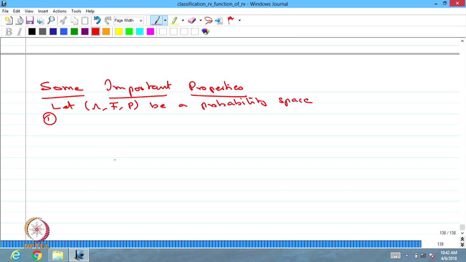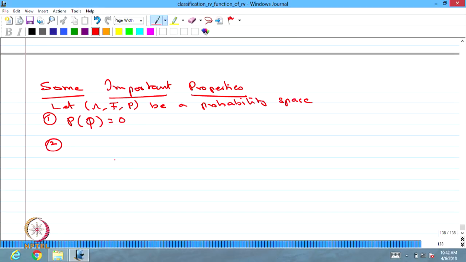The first property is P of empty set is 0. In the probability space definition, we have P of omega is equal to 1. So one can prove P of empty set is 0 because empty set is the negation of the whole set. The whole set probability is 1. Therefore, this probability is going to be 0.